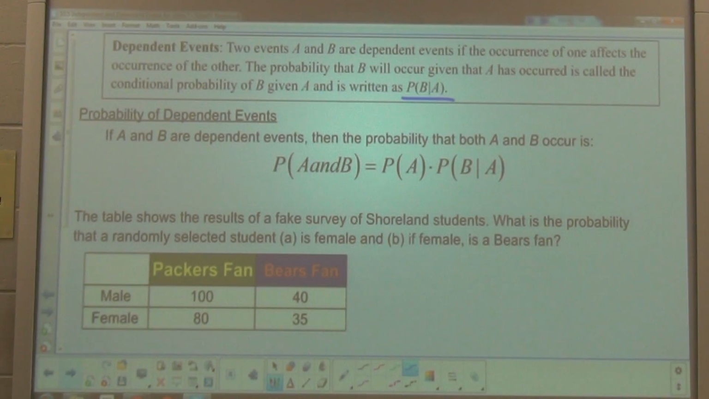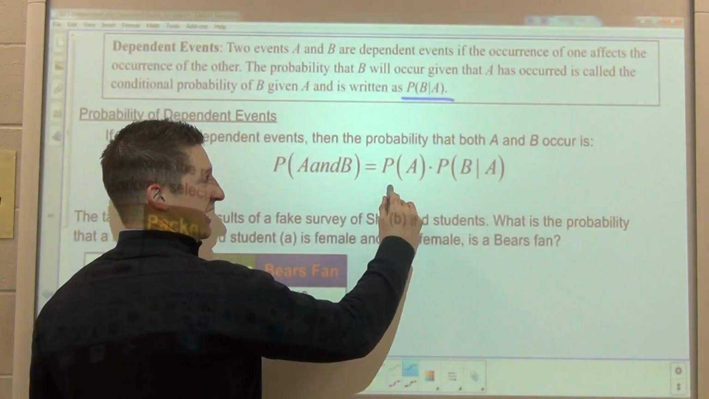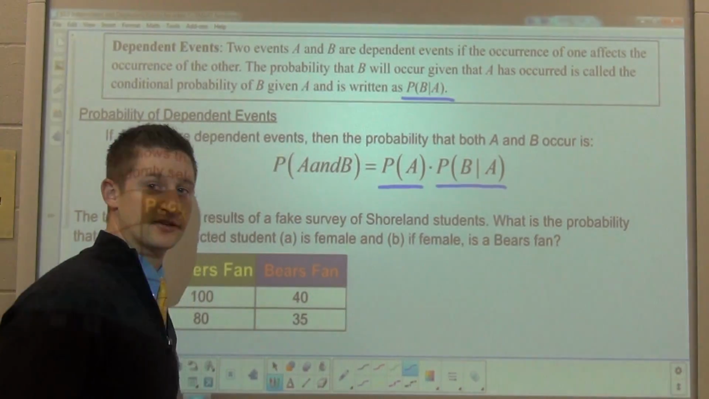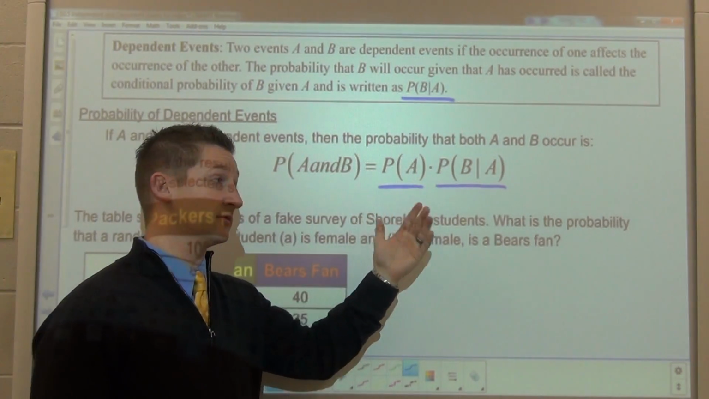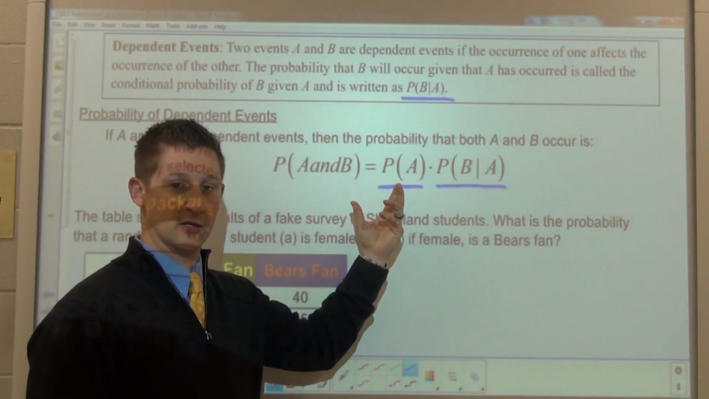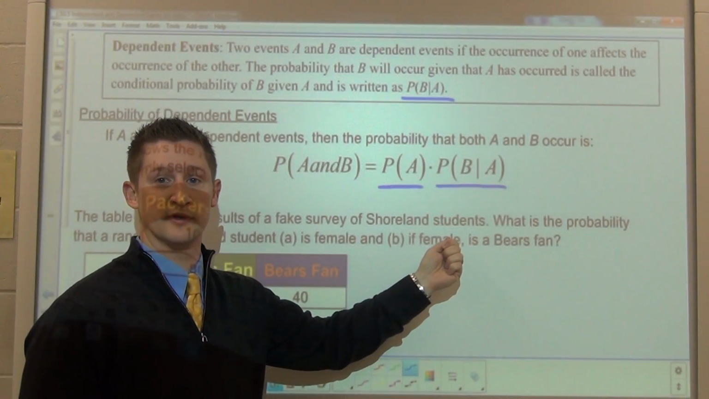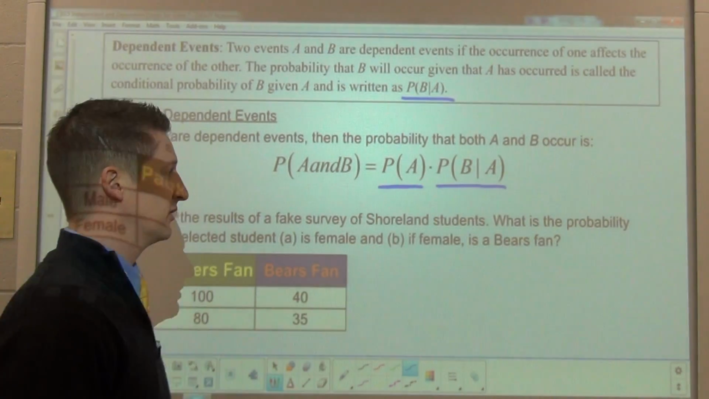Definition: if A and B are dependent events, the probability that both A and B occur is the probability of A times the probability of B given that A has already occurred. So when I was looking at the cards, the probability of pulling a jack, well, there's the probability of pulling a jack regular, times the probability of pulling a jack given that I have already taken one out. So I'm still multiplying, but I have to adjust the second portion of the probability.